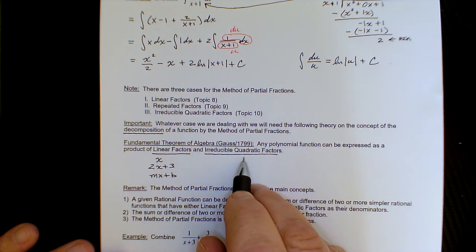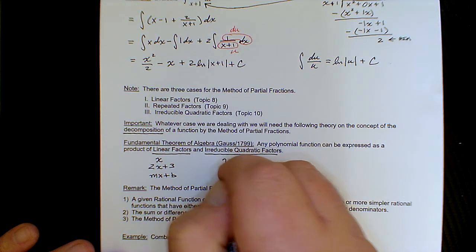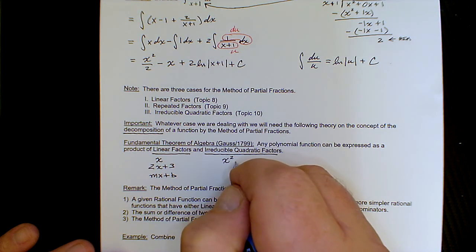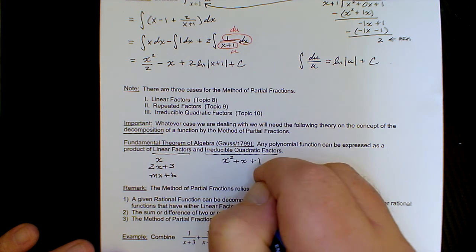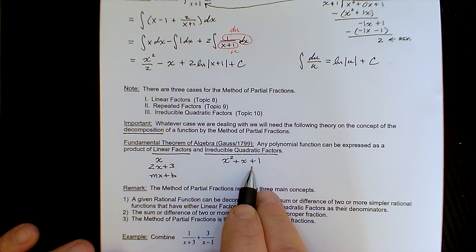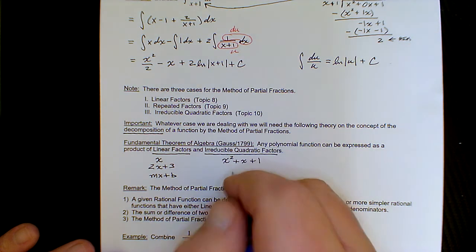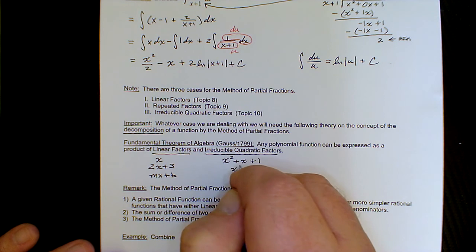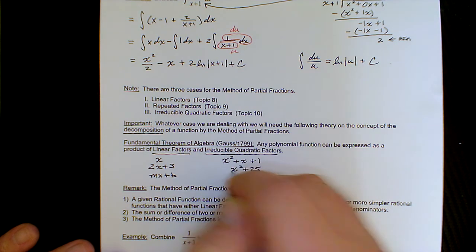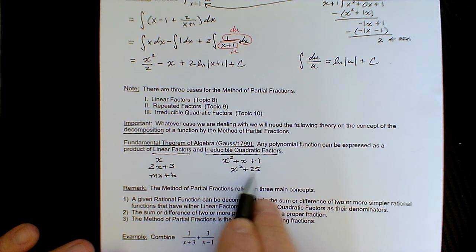Irreducible quadratics are quadratic factors that have complex roots. That is, they're not factorable under the real number system. For example, x squared plus x plus 1. If you set that equal to 0, you'd find that the roots are imaginary, so you get complex roots. So it's not factorable. The way we're going to typically see irreducible quadratic factors is as the sum of two squares. So something like maybe x squared plus 25. That's typically how we see our irreducible quadratics, a sum of two squares, because you could factor the difference between two squares, but not the sum of two squares.